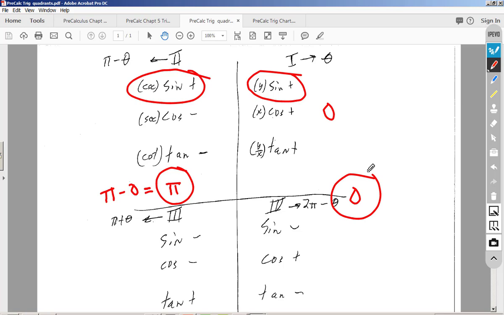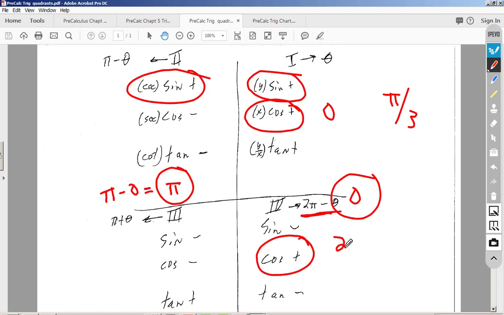And my other answer that I got was pi over 3. So here's pi over 3. That was the cosine answer. So cosine is positive here, and it's also positive here. So here's my guideline how to put it there. So I'm going to take 2 pi minus pi over 3.